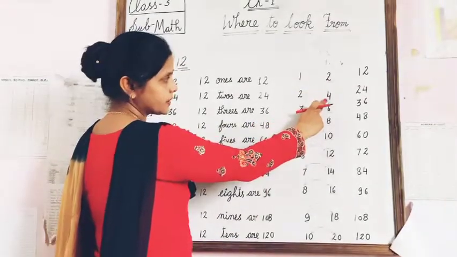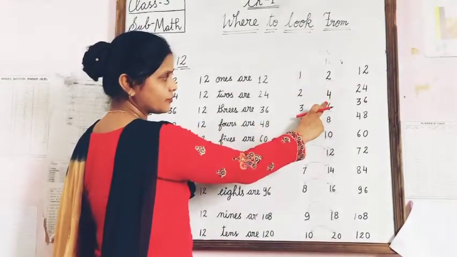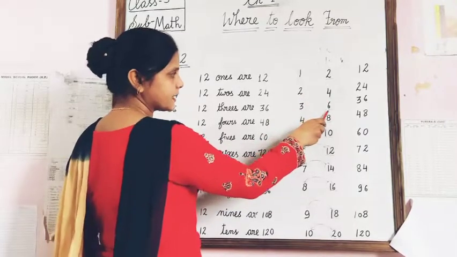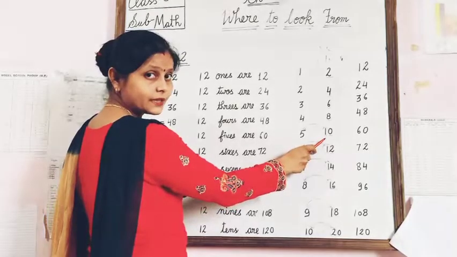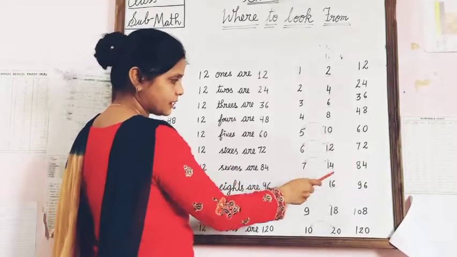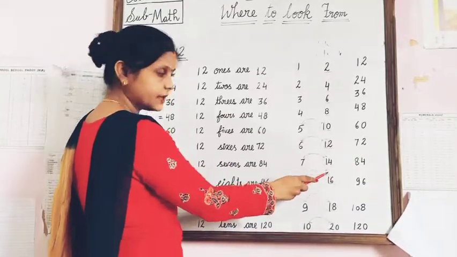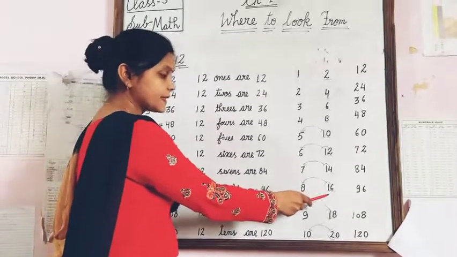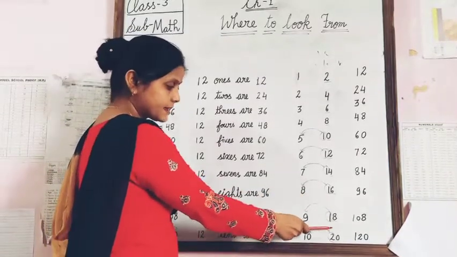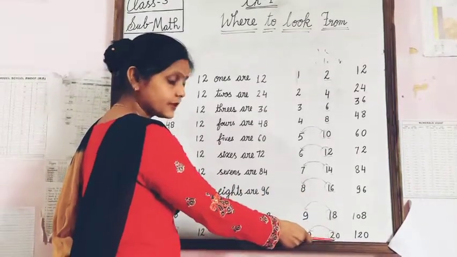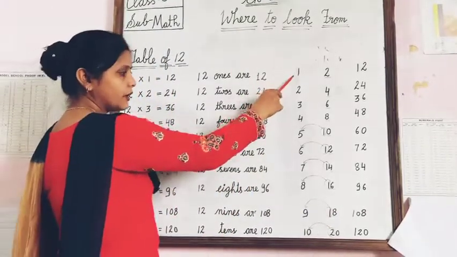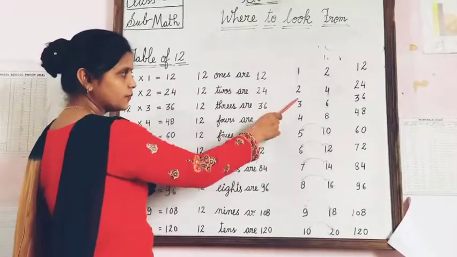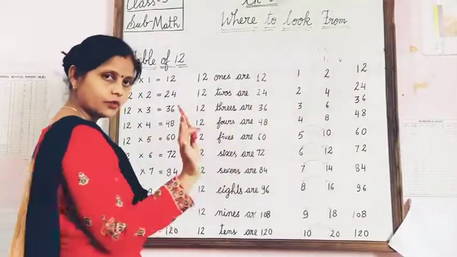2 ones are 2, 2 twos are 4, 2 threes are 6, 2 fours are 8, 2 fives are 10, 2 sixes are 12, 2 sevens are 14, 2 eights are 16, 2 nines are 18, 2 tens are 20. Okay? Now write down the table of 1: 1 ones are 1, 1 twos are 2. You have already written it down. Okay?